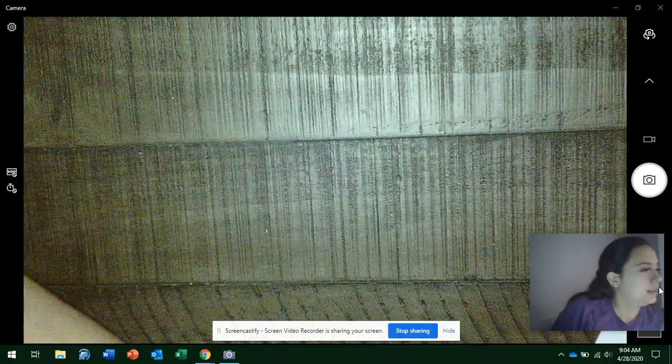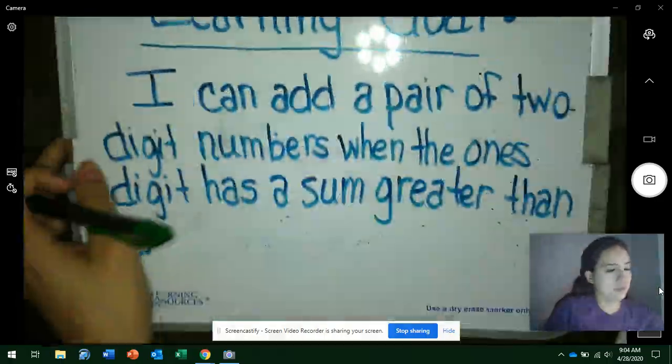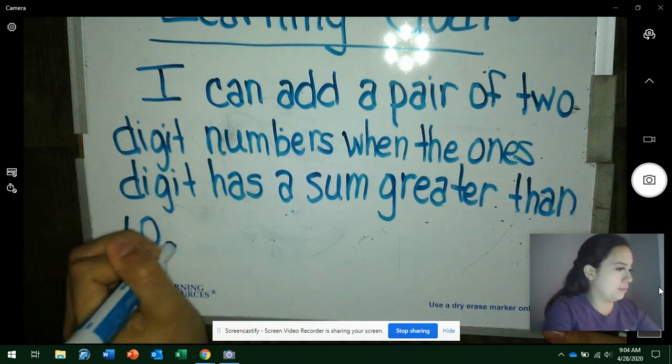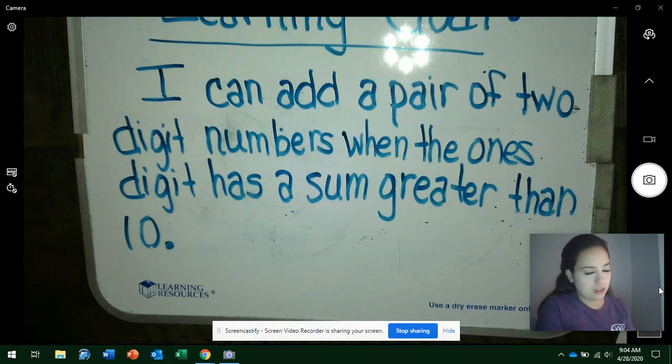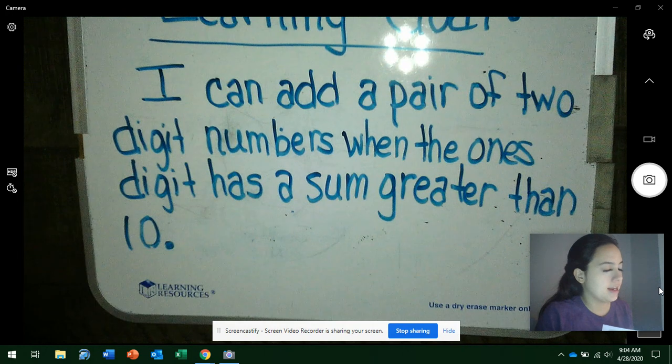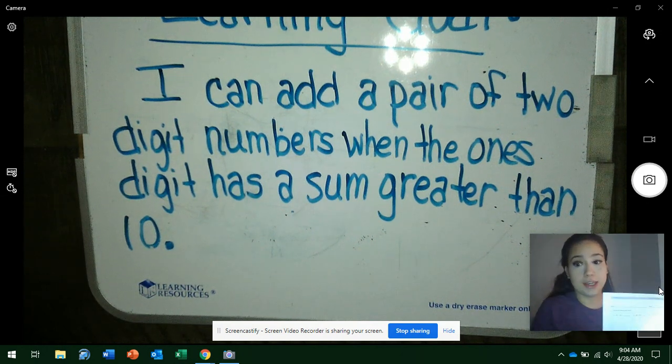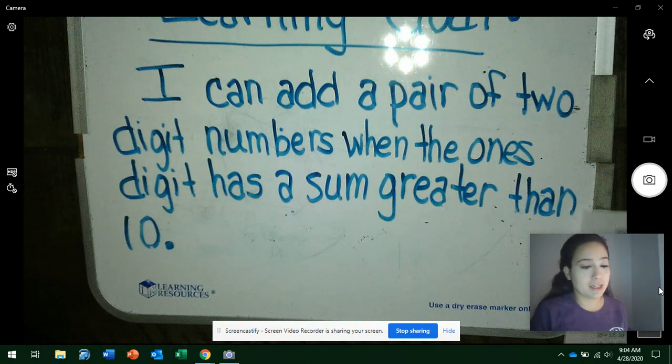Okay, so today's learning goal before we start, boys and girls. So, our learning goal for today says I can add a pair of two-digit numbers when the ones digit has a sum greater than 10. Oh my goodness. I think we're so close to being second graders.